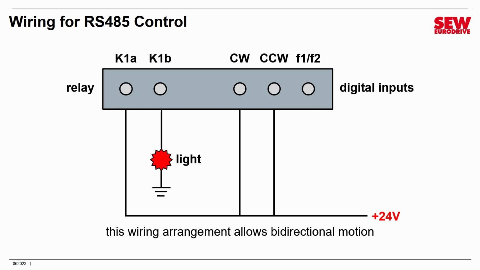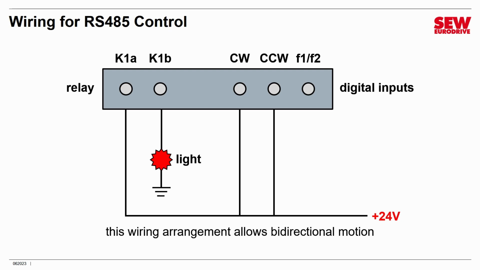I'm just going to mention how you wire up for RS-485 control since it is very similar, and you can use the easy mode startup for RS-485 control as well. The difference is you wouldn't use switches. Instead, you would just use jumper wires. You would connect 24 volts to the clockwise and counterclockwise inputs. You would leave the F1 and F2 disconnected, and optionally you could wire up an indicator of some kind on the relay. Now what this will enable the MOVIMOT to do is run in either direction under RS-485 command.